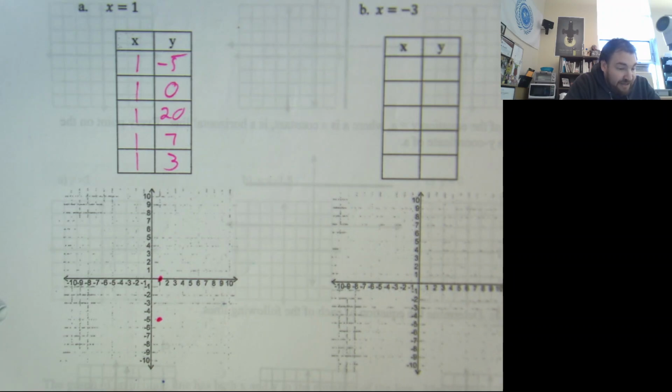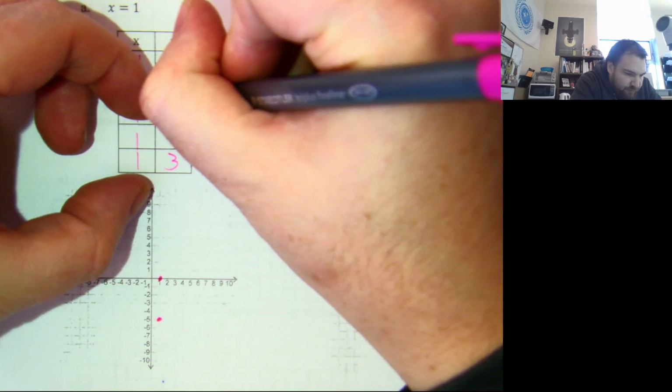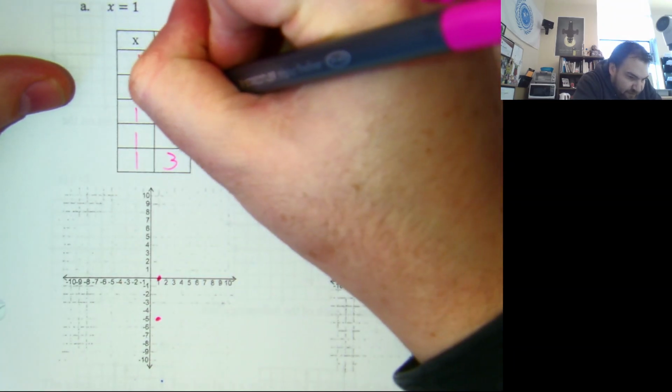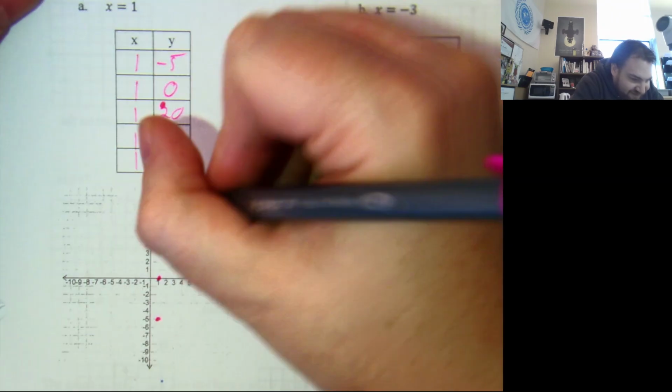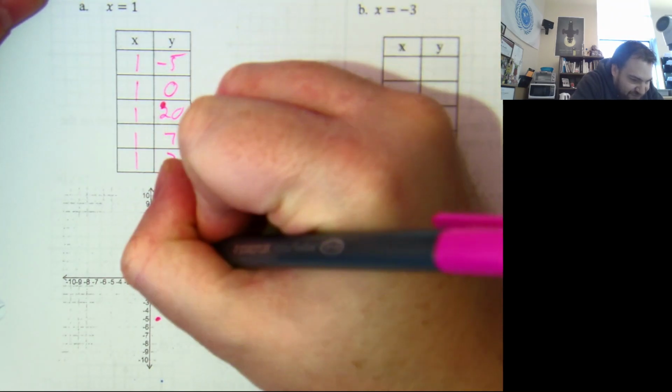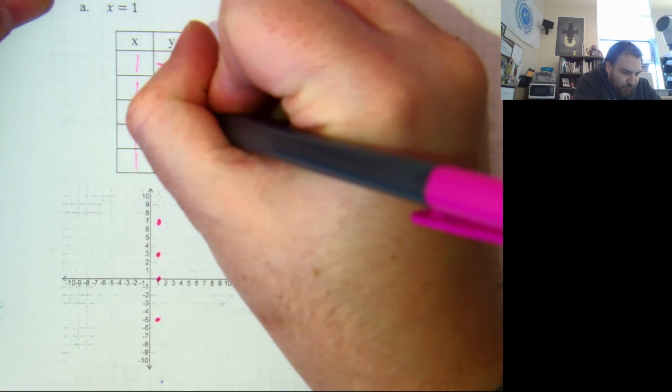If x is 1 and y is 20, we're up here somewhere. 1 and 20. If it's 7, we're right there somewhere. If it's 3, we're right there somewhere. There's nothing stopping me from connecting the dots, so let's connect the dots.